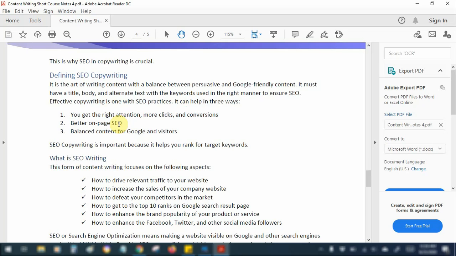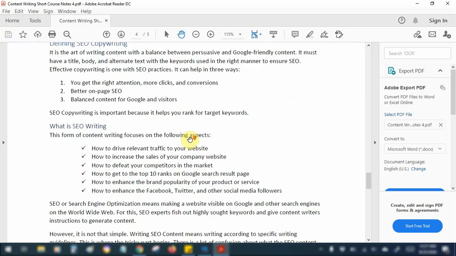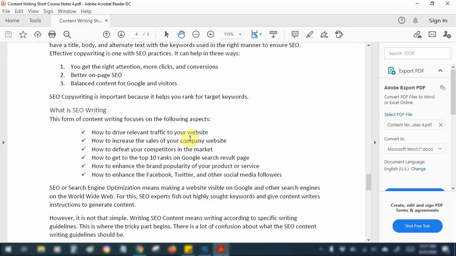Better on-page SEO, because you will be given keywords, you have to write meaningful blogs that will go on the website, and you must balance the content for Google and the visitors. You have to make sure that it is good both ways. You do not need to make it harmful so that Google penalizes the website, and you must not write it in a very boring way to lose the visitors or tick them off either. Copywriting is important because it helps you rank for target keywords.